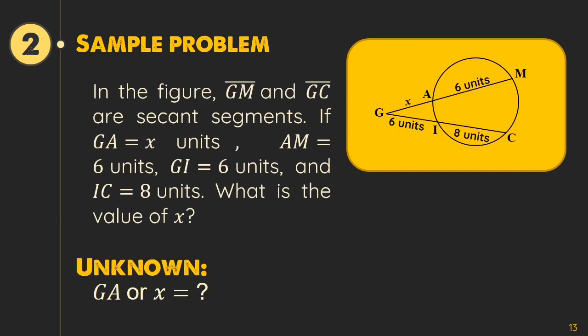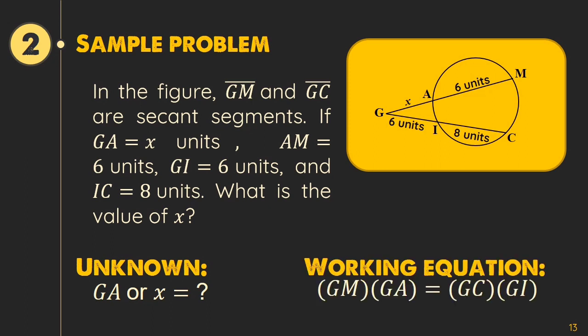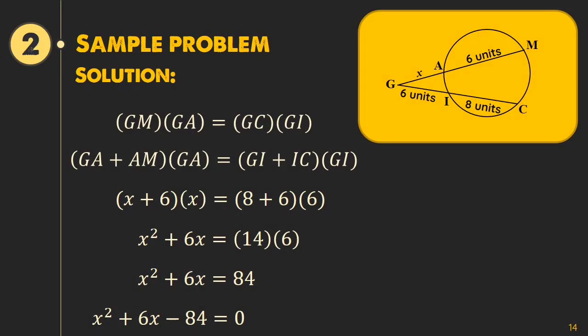Since the value of x, or the length of segment GA, is unknown, the working equation will be GM times GA is equal to GC times GI. Notice that the lengths of the whole segments GM and GC are not given in the problem. Instead, the lengths of each secant segment composing those two are given, which are GA, AM, GI, and IC. So the working equation will become the quantity GA plus AM multiplied by GA is equal to the quantity GI plus IC multiplied by GI.